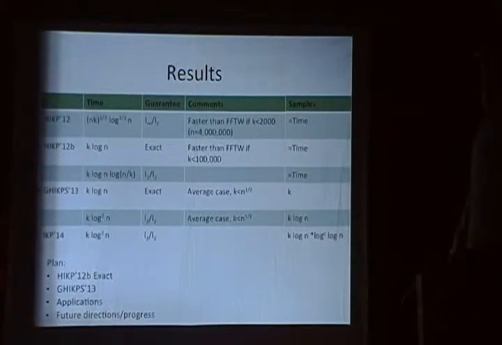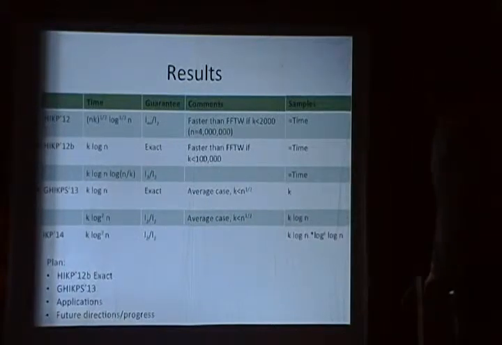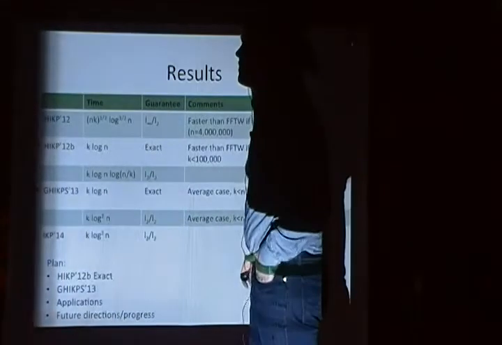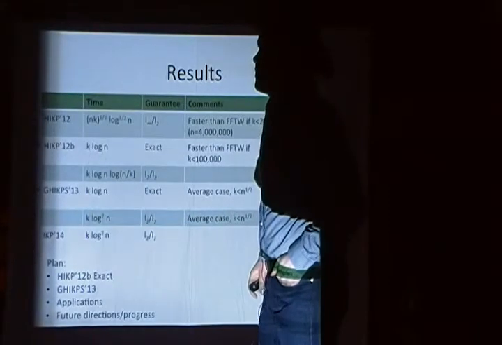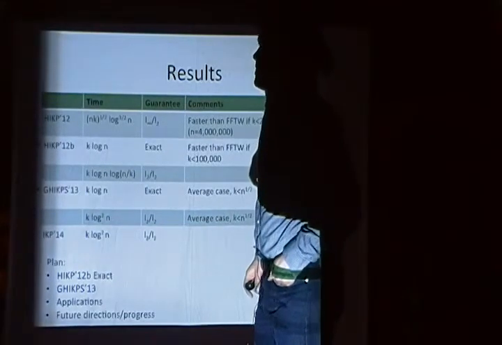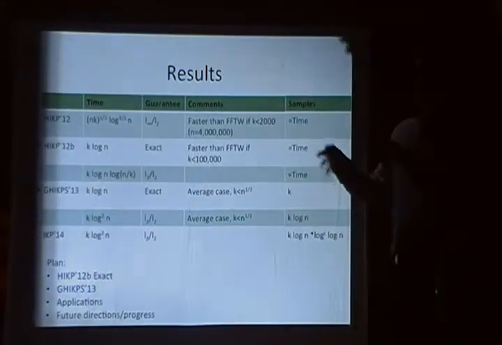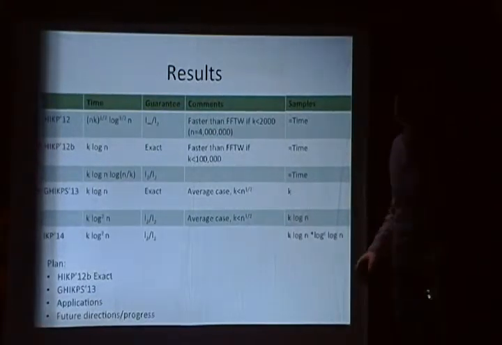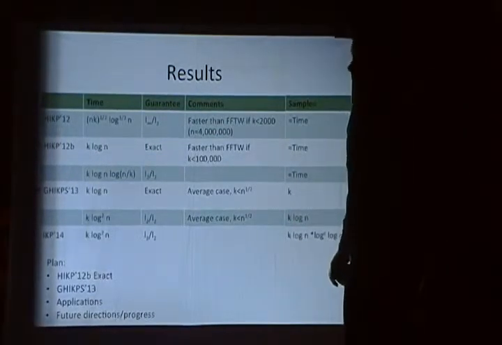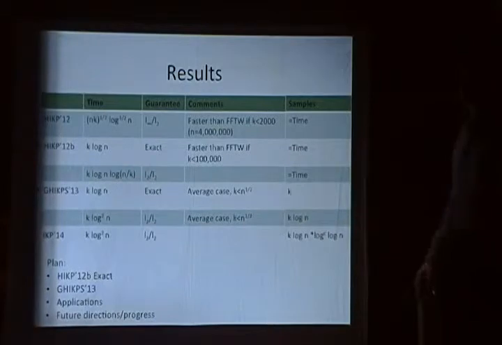Could you explain what the sample complexity is for a single sample? You said if you need k samples, does it mean order of k samples? It means that you only need to sample the signal. Out of n values, you only need order of k. Yes.